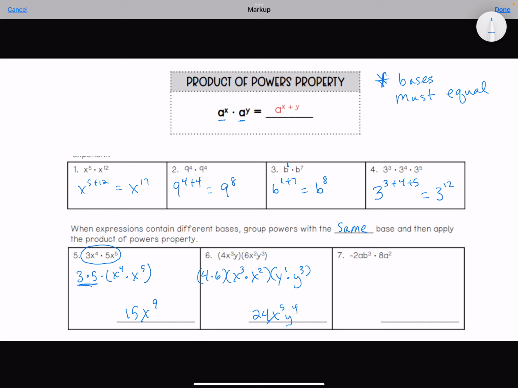So for number 7, negative 2 times 8, a to the first times a to the second, and then I have b to the third. Negative 2 times 8, negative 16. 1 plus 2 is 3. And then b to the third. And then you're done.